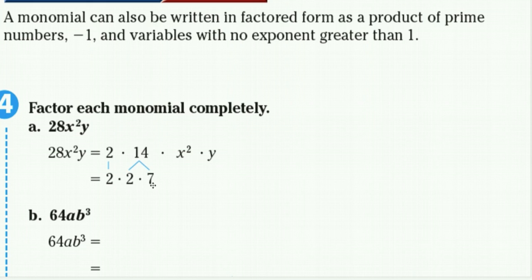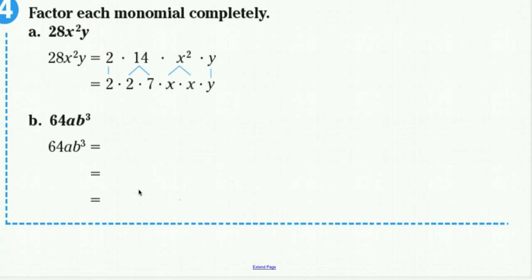If you notice, these are all prime numbers, so we stop, and we simply expand x squared to be x times x, and bring down the y. And this is how we factor 28x squared y completely.